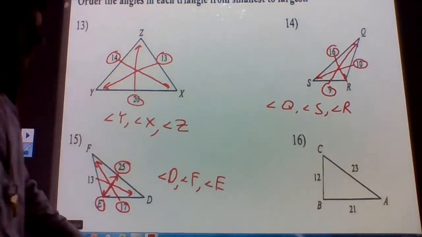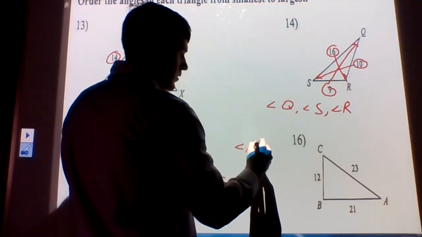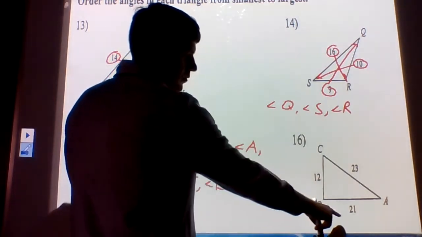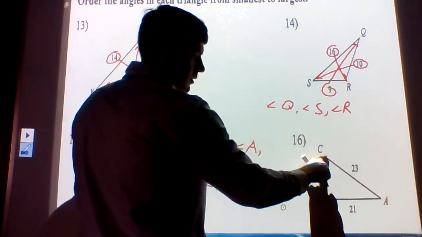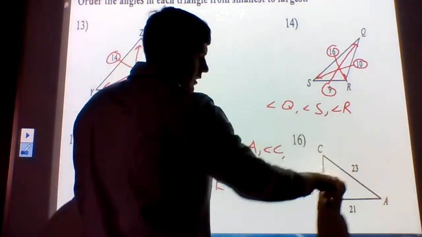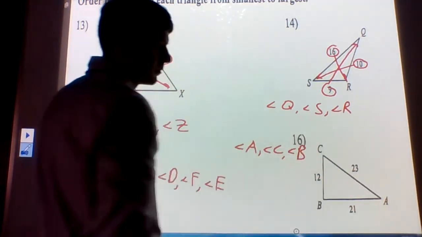Okay, here 12 is your smallest, so it's going to be angle A. 21 is the next smallest, so it's going to be angle C. And your largest side is 23, so your largest angle is going to be angle B.